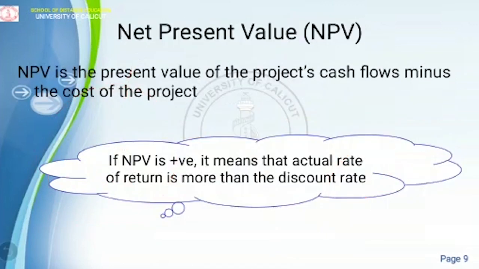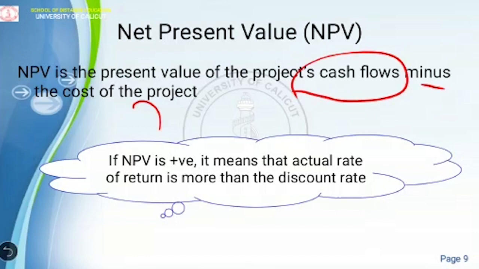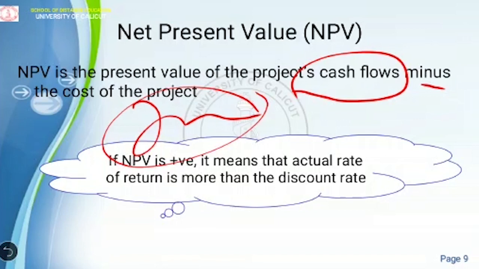Next, in the case of the time adjusted method, this is the net present value. Net present value is the present value of the project cash flow minus the total cost of the project. So here we calculate the net present value of the cash inflow, and out of this we subtract the cost of the project. Suppose we have 2 lakh as the project cost, and we estimate the net present value of the future inflow, then we deduct that.